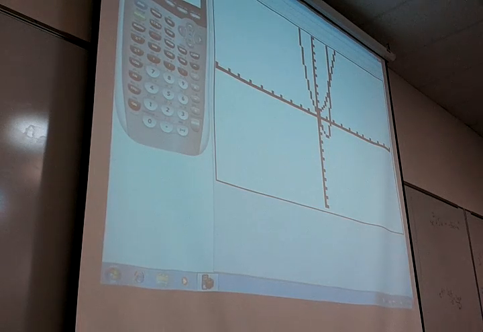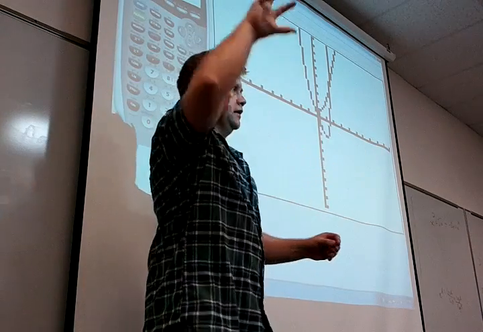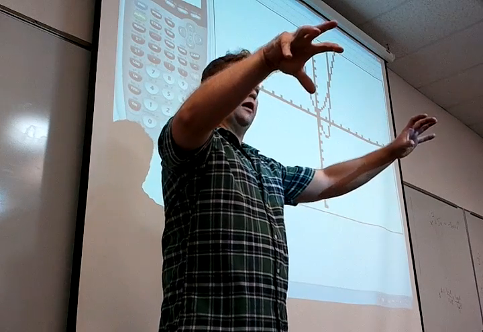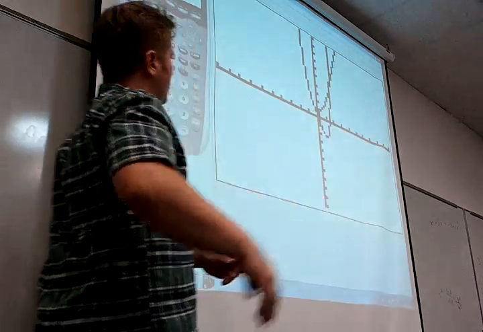How do I know there's at least one answer? Because the answers, of course, would be where they meet, because I want this graph to equal this graph. So that's all you do.